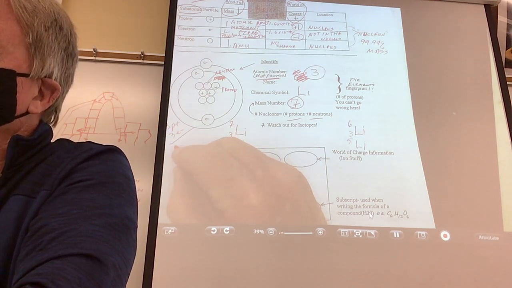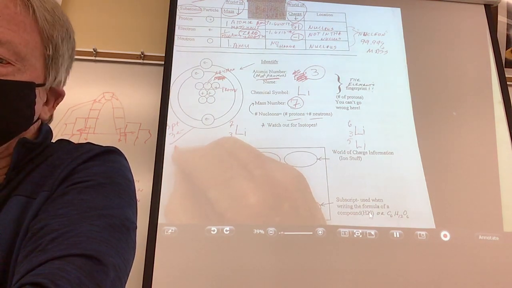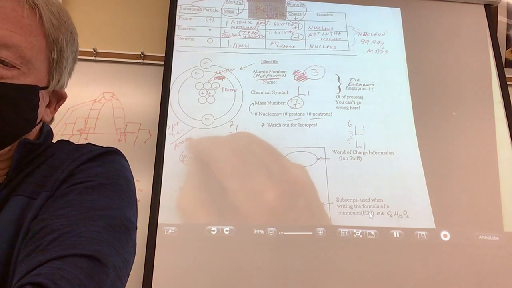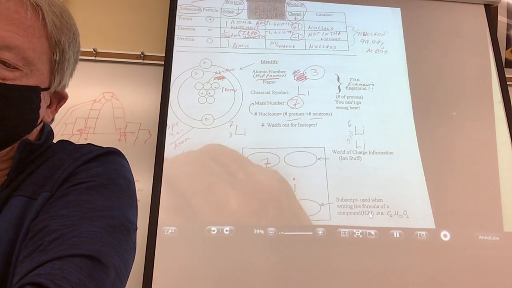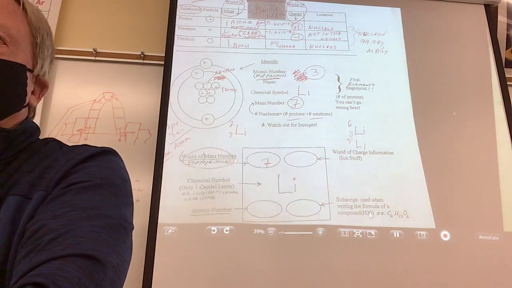And what if you have no charge? What if you're an atom that has no charge? We call you an atom. Some books like to say you're a neutral atom. Ever get that?